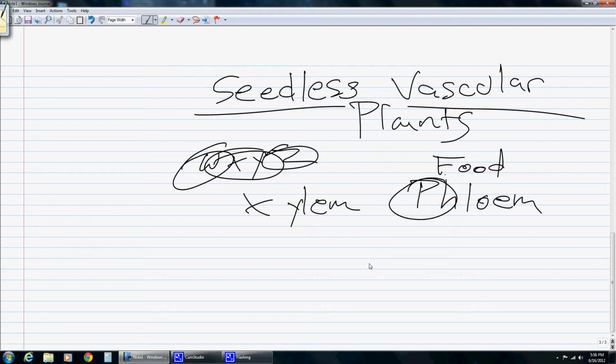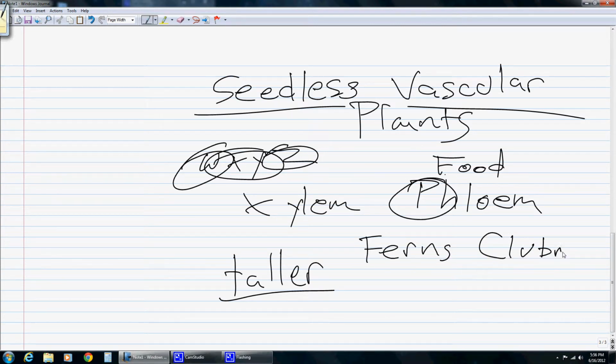So you can go ahead and guess what the big difference between them and the non-vascular plants is going to be. And that's going to be that these guys can get a lot taller. These guys can get a lot bigger. And if you're looking on page 93, 94, and 95, you see that you have the ferns, you have the club mosses, and don't let this fool you that it says club mosses. This is going to be a different group than the actual mosses, and the horsetails.